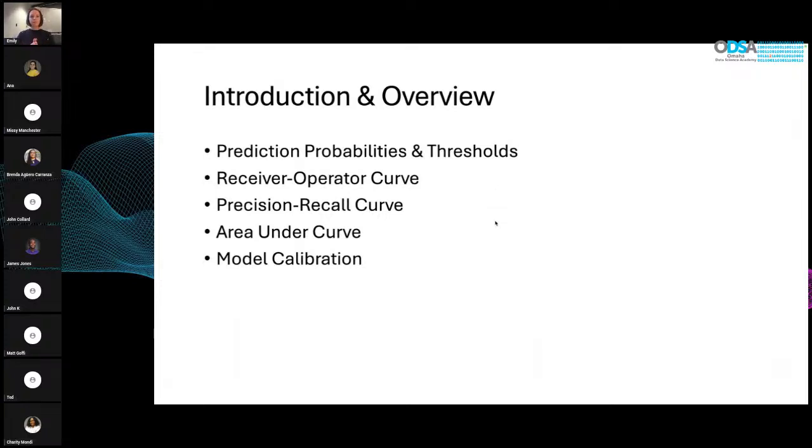Here we are. This is our agenda for today. We're going to talk about prediction probabilities and thresholds, which we've all discussed before in the previous class. We're going to refresh on that and make sure that we understand it, because we're going to use it to build a foundation to really understand what a ROC curve is, what a PR curve is, what area under the curve represents, and then again, diving into model calibration at the end.